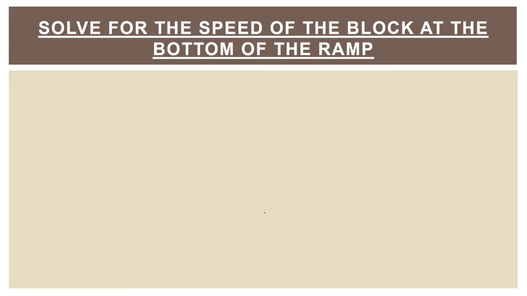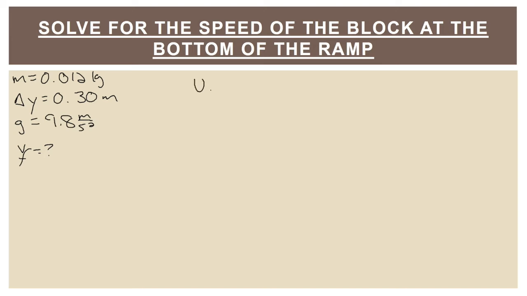All right, now the problem says the block has the identical dimensions as the sphere and the disk. So let's just go ahead and say the mass of this block is 0.012 kilograms. The height is 30 centimeters. So we'll write delta y as 0.3 meters. g, of course, is 9.8 meters per second squared. And we're looking for v final. Obviously, what's different about this problem is that the gravitational potential energy this thing has in the beginning is going to be all translational kinetic energy at the end.